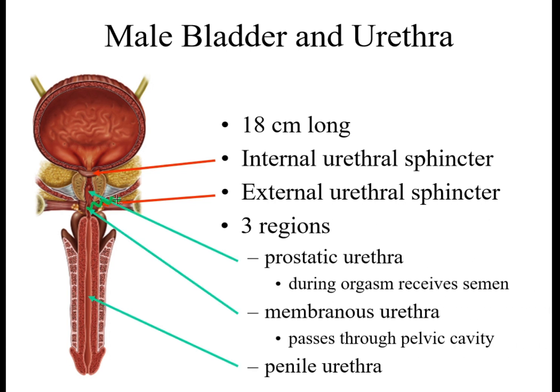It also has three regions. This part is the prostatic urethra, which during orgasm receives the semen, and the mid part is the membranous urethra. The membranous urethra passes through the pelvic cavity, and this is the penile urethra, as you can see here. So this is all about the male bladder and urethra.